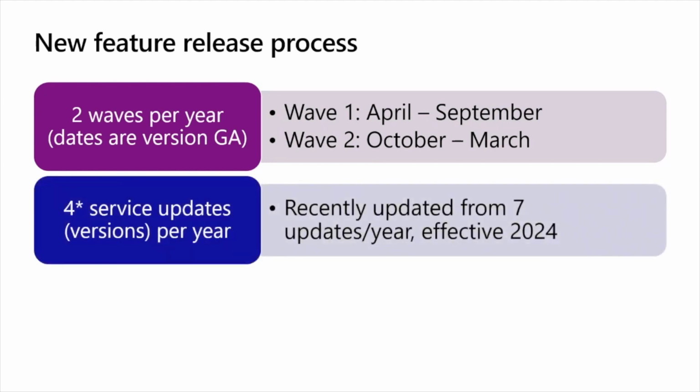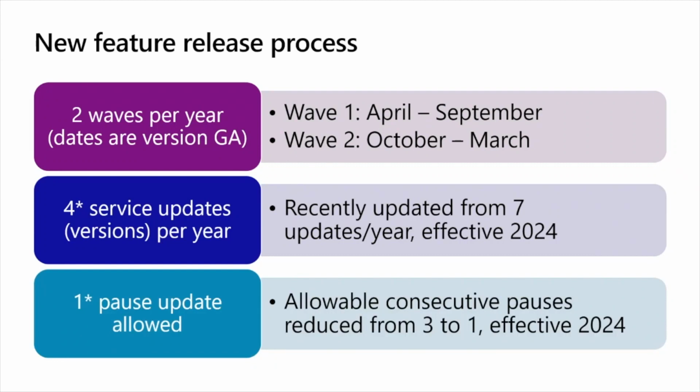Within those two waves, there are a total of 4 versions released each year. This used to be 7, but we have removed 3. In line with that reduced service updates, we have changed the allowable number of updates which may be paused from 3 to 1. These changes are effective beginning in calendar year 2024.